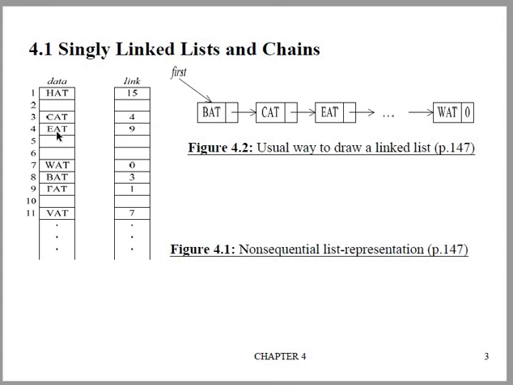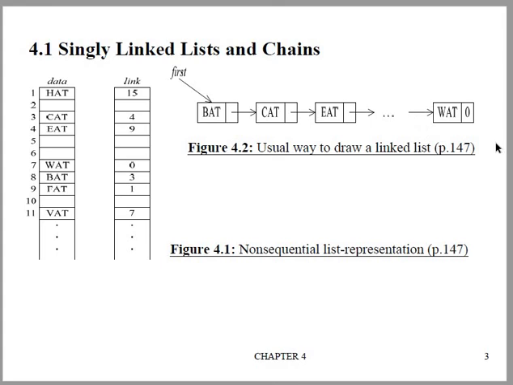After eat, where is the next data? The next data is in location 9. It is fat. After fat, what is the next data? The next data is in location 1. That is hat. After hat, what is the next data? The next data is in location 15. Like that, one by one we can store the data and we can store the link for the next data.